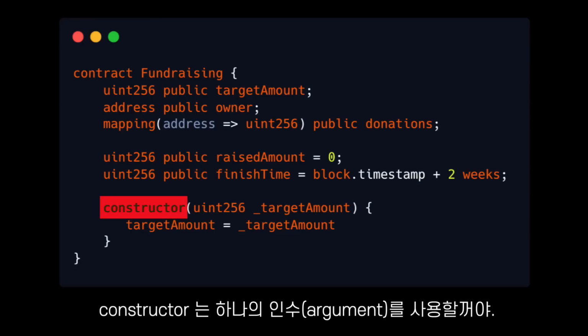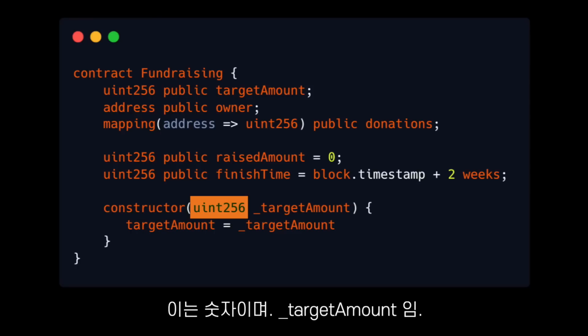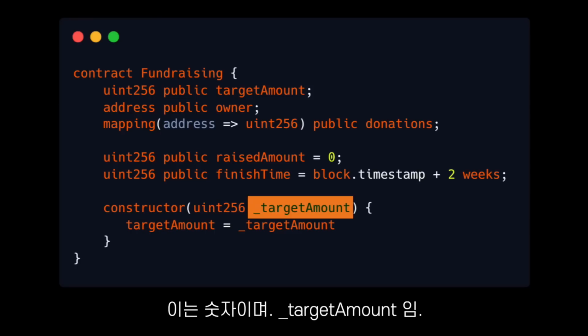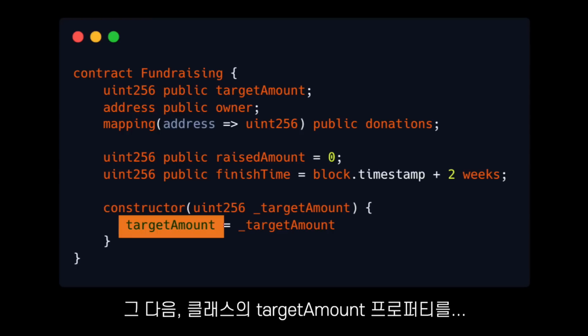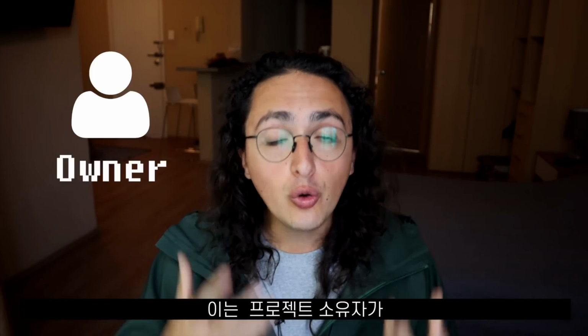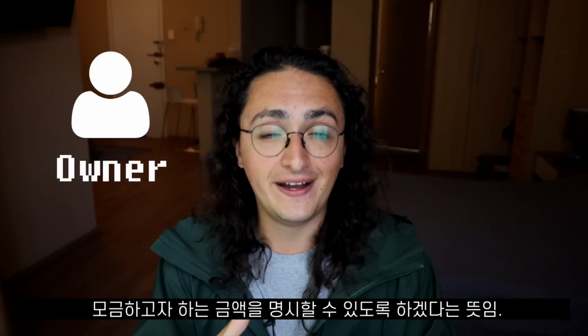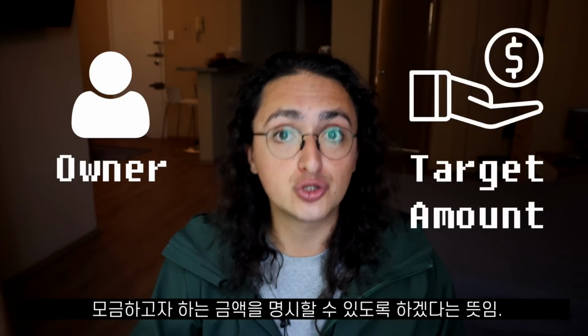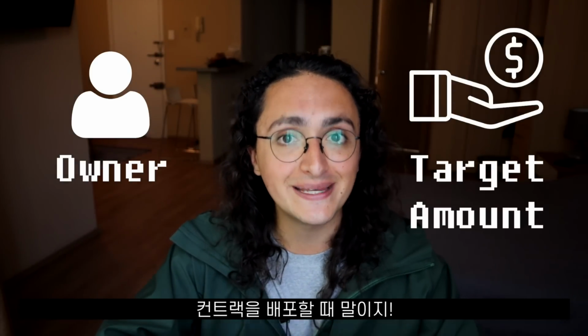The constructor will take one argument, a number, called _targetAmount. We will then set the targetAmount property of our class to be equal to the _targetAmount. This means we will allow the owner of the project to specify how much money their campaign wants to collect when the contract is being deployed.